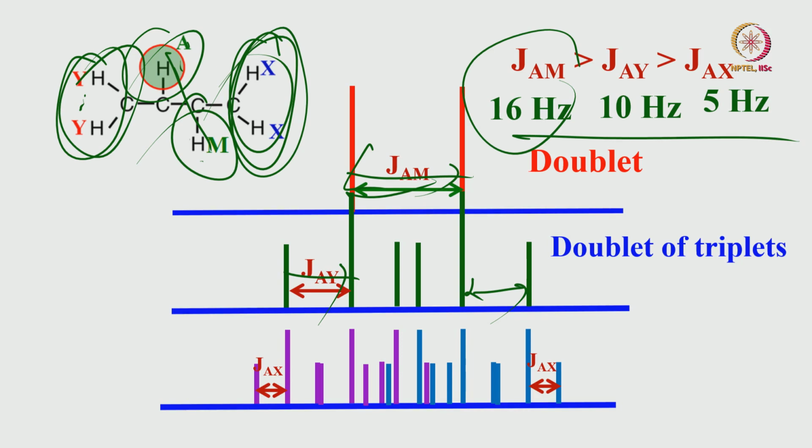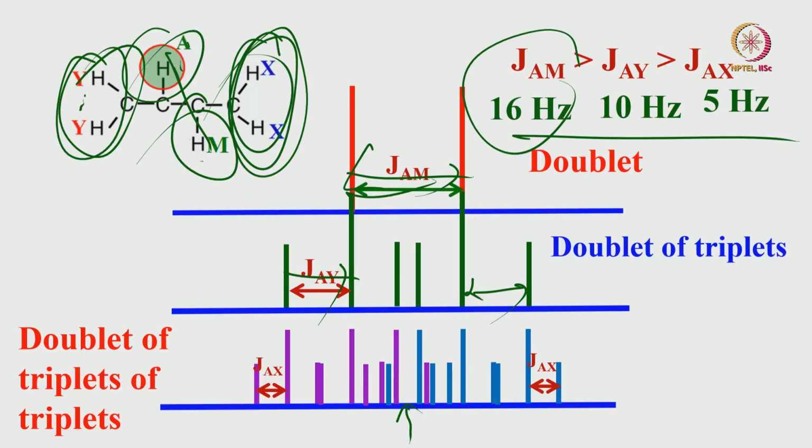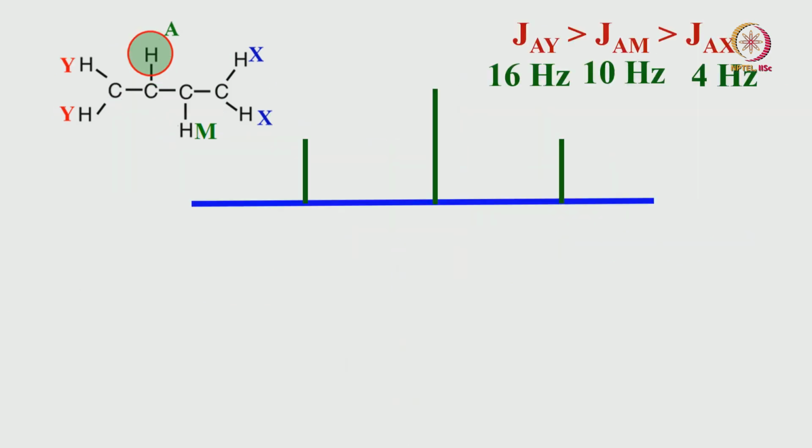Not easy to analyze, but since I knew where I started, the center is considered to be the chemical shift of A. In this pattern, the doublet is the largest coupling, then the second largest coupling is a triplet, and the smallest coupling is also a triplet. This pattern is called a doublet of triplets of triplets. This is the nomenclature we have to use.